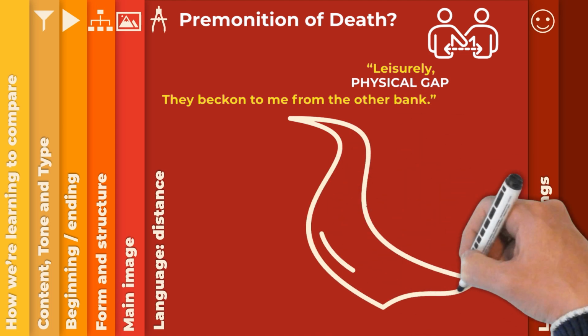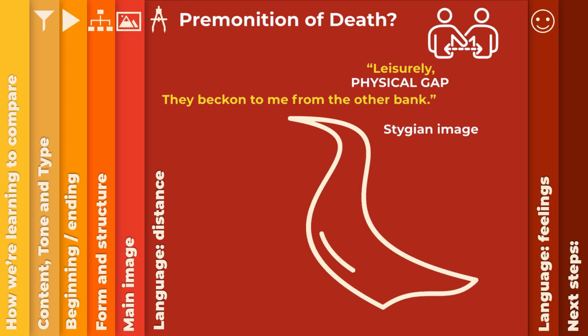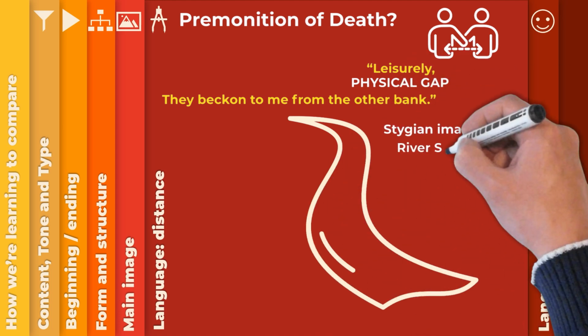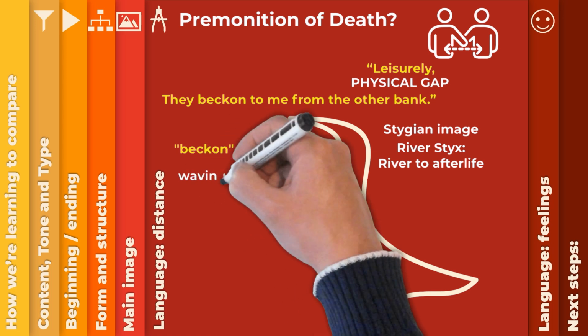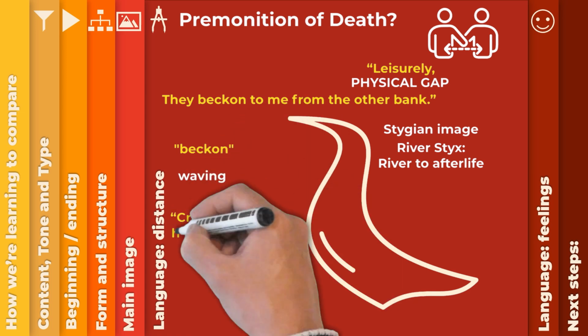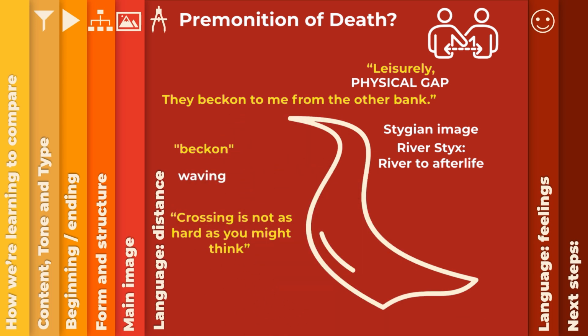The stream itself is a Stygian image, which is a fancy way of saying it relates to the river Styx of Greek mythology, which must be crossed to get to the afterlife. The parents beckon, which means they're waving their arms, and it usually means to follow or come closer. Crossing is not as hard as you might think.